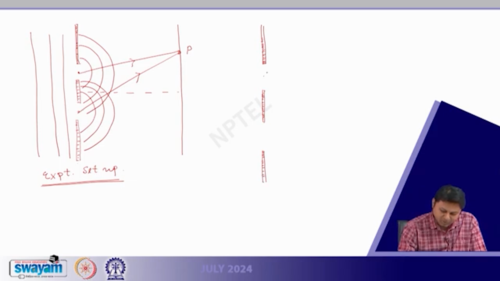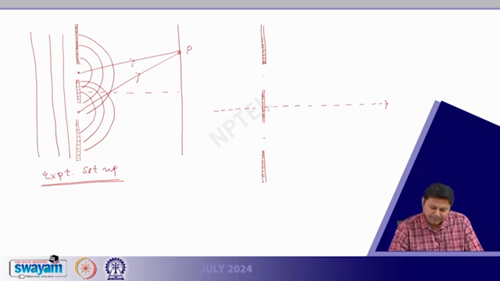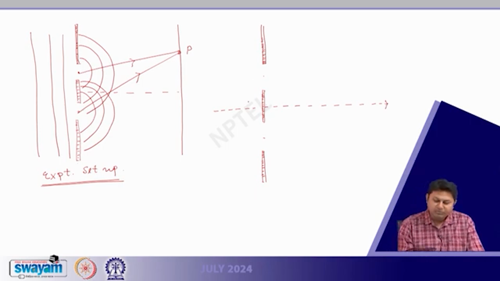This is slit number 1 and this is slit number 2, and we need to define the coordinates properly to do the calculation. So, I am defining this dotted line should be my x, and along this direction perpendicular to the dotted line is y, and these slits are exactly on the y axis.